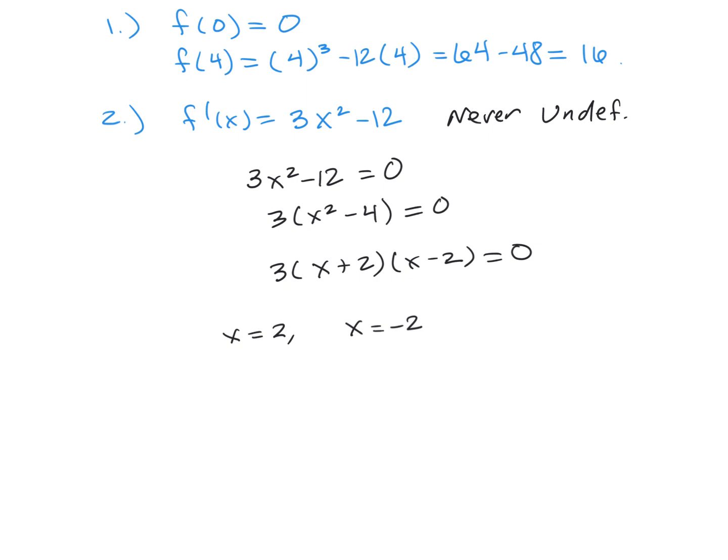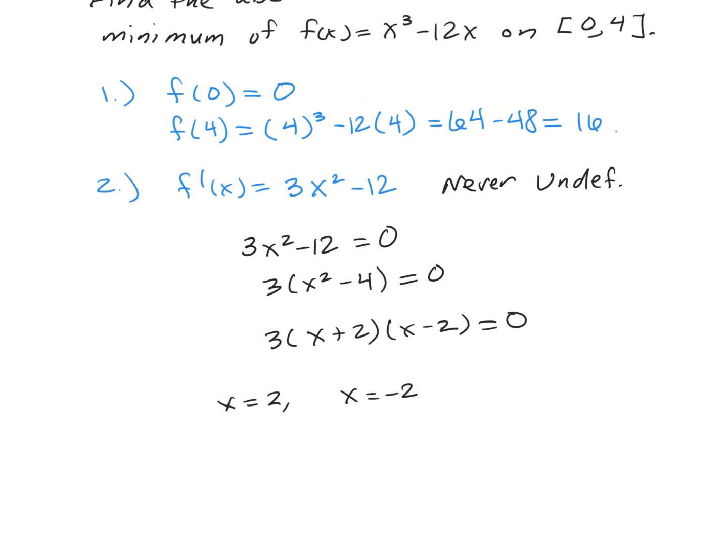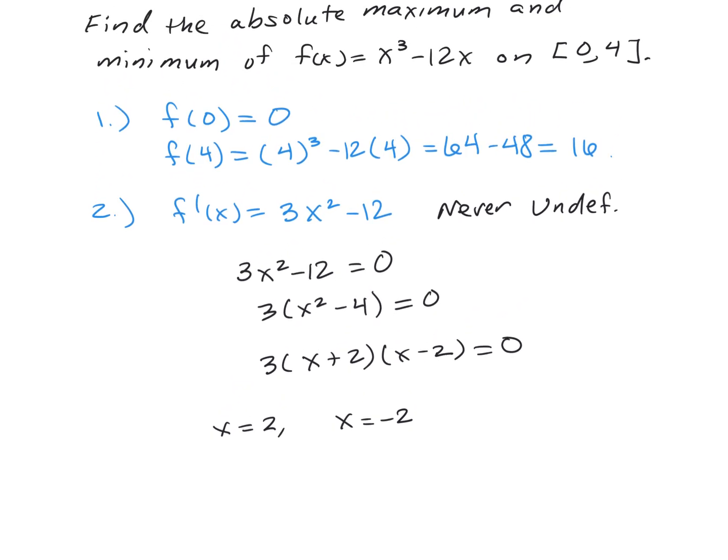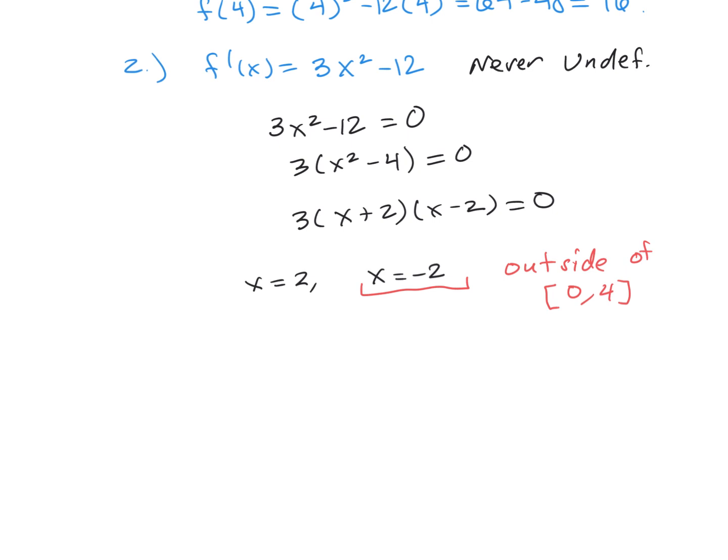Now, once you find your critical numbers, it's extremely important to make sure that we check to see that they're inside of our interval. You'll notice that 2 does fall within our interval, but negative 2 is outside. So we don't have to check negative 2 because it is outside of our interval from 0 to 4. So we need to just focus our attention on x equals 2.